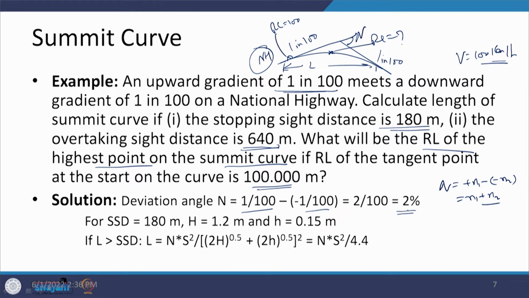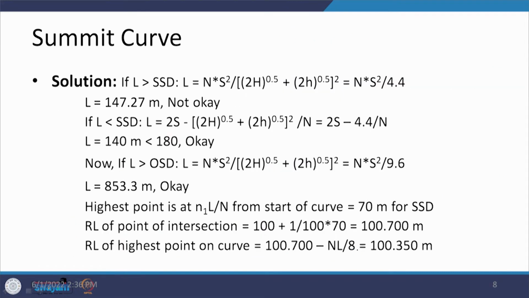Now, if SSD is being given, let us assume that L is greater than SSD. N is known to us, S is 180 meters, and the rest of the values, if we transform them into constants as 1.2 meters and 0.15 meters respectively, this is the formula we get. If we put the values in this one, we get 147.27 meters, and this 147.27 meters is not more than 180 meters. So, it is not okay.